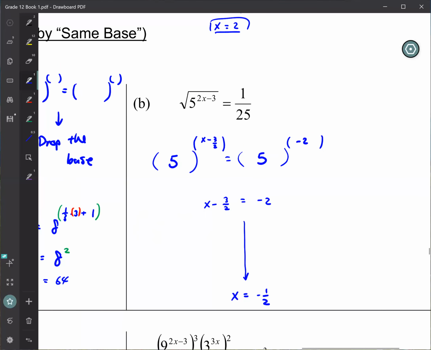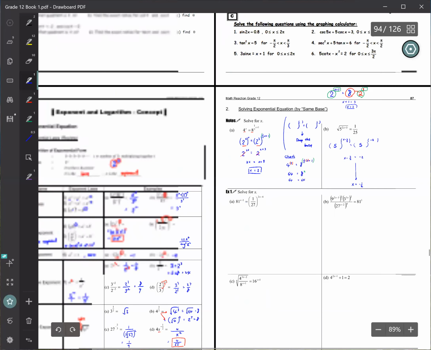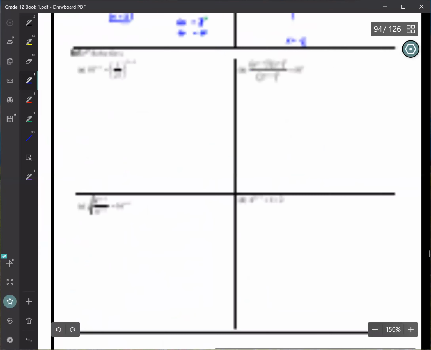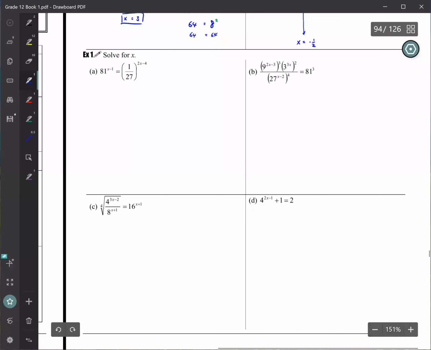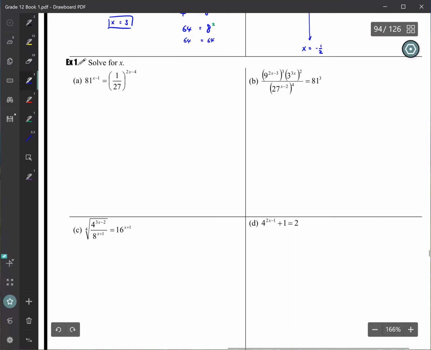Okay, so if not, the bottom 4 questions will be yours to try. But before we begin, let's think about what should be the same base that we want to change to. For question A, what do you think the same base should be? Ire? 3. Yeah, so it should be 3 to the something, okay?